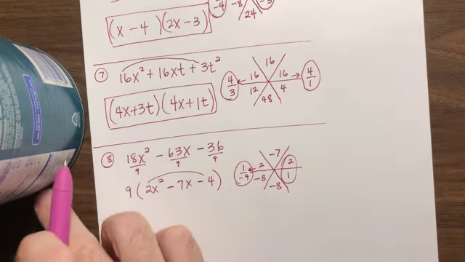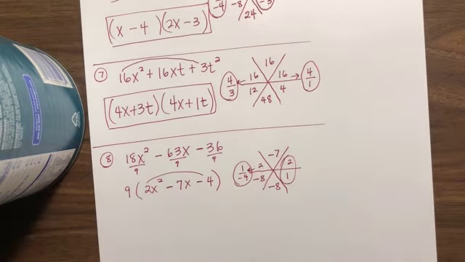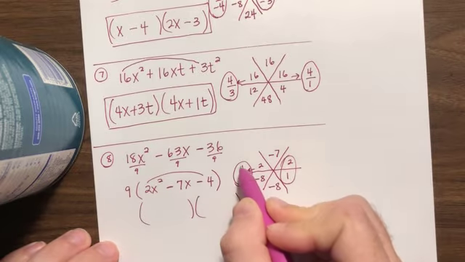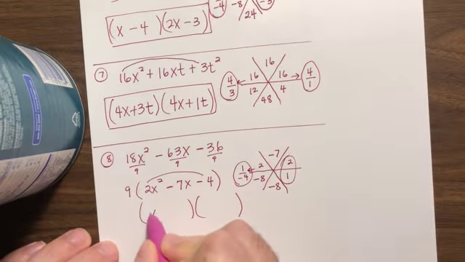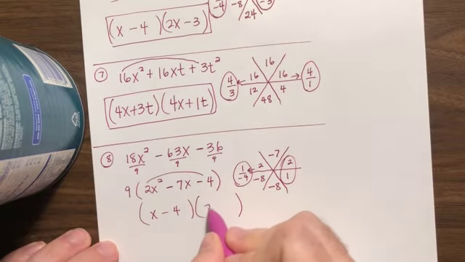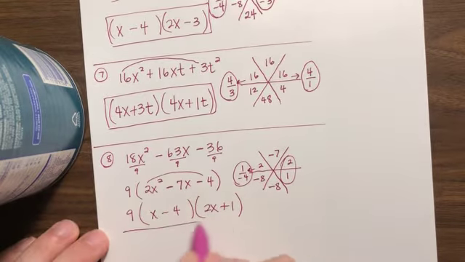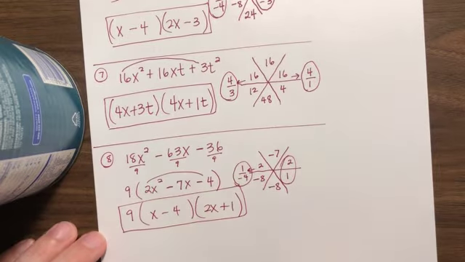We don't want whole numbers for snowflake. And then, all right, so that means that this guy becomes 1x minus 4 and 2x plus 1. And then don't forget your 9 out front, and you'll be all done.